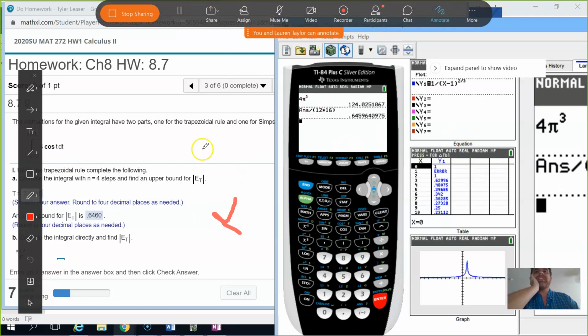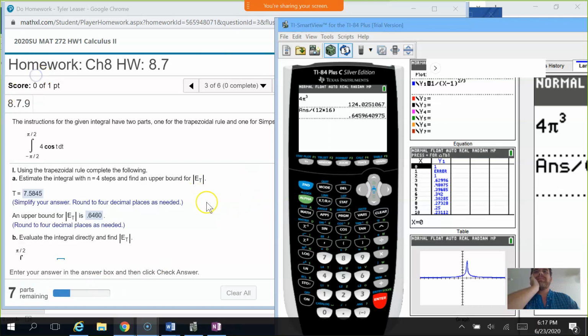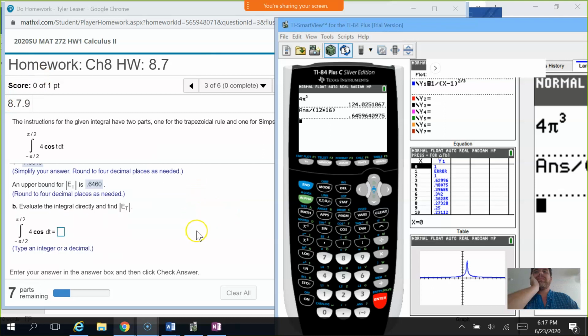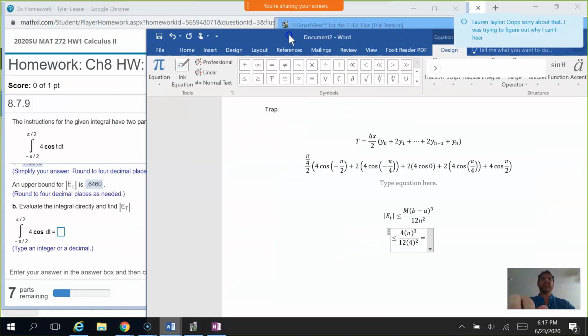Any questions about this stuff so far? Is that all right? Because there's 7 more parts to this question. Okay, great. So just to keep it going, evaluate the integral. So that's just going to be doing the integral. I hope everybody's okay with that part.